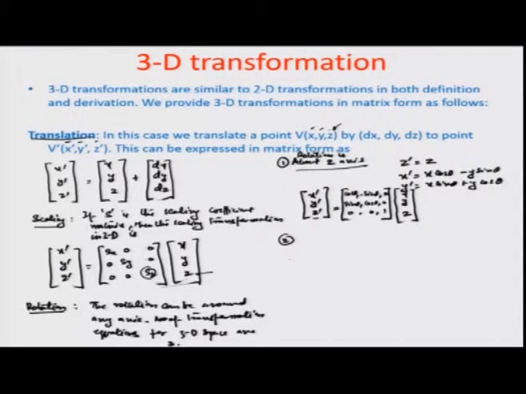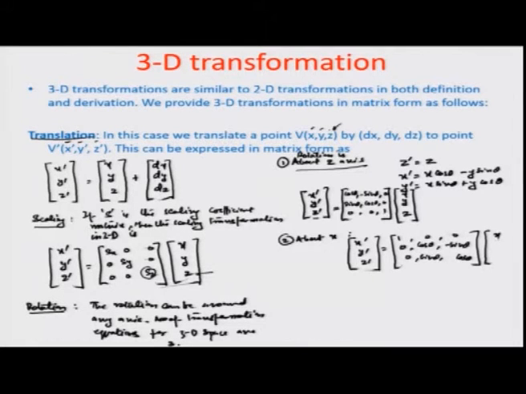Similarly, you can have it about the x axis, and in this particular case the transformation equation can be x dash y dash z dash equal to 1 0 0. Obviously, the x dash becomes equal to x because it is about x axis, 0 cos of theta, minus sin of theta and 0 sin of theta cos of theta times x y z.